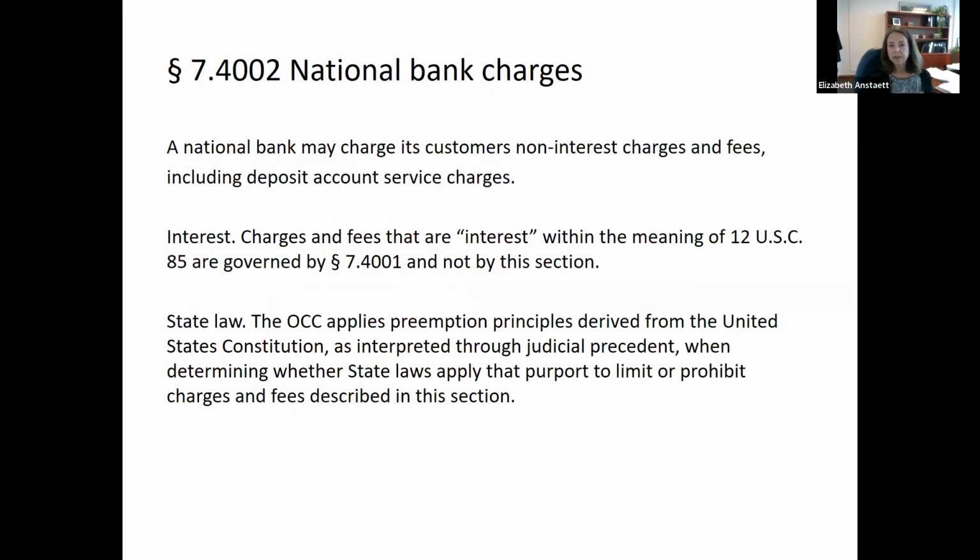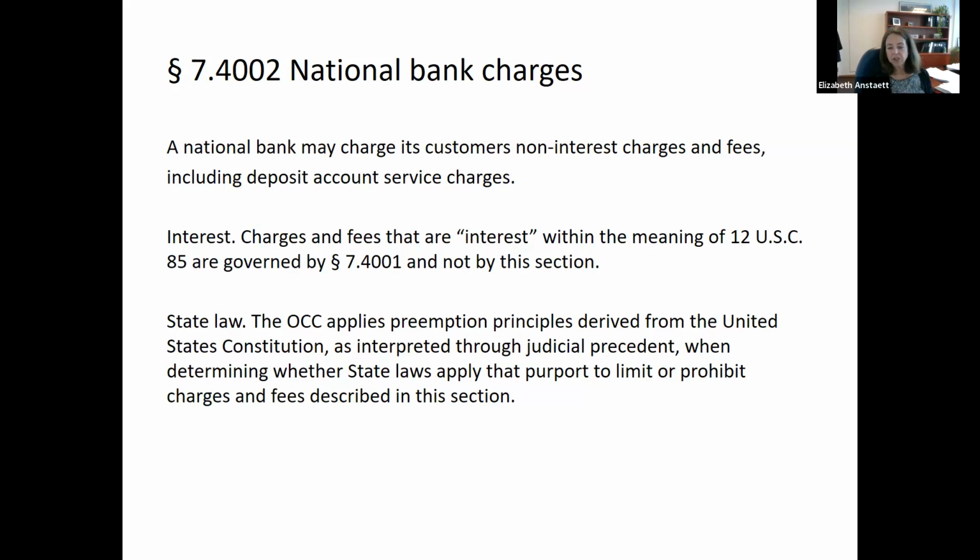There is a federal regulation that goes with the National Bank Act that basically says a national bank may charge its customers non-interest charges and fees, including deposit account service charges. And so this is a very sweeping authorization. And again, why the banks feel pretty comfortable imposing these deposit account service fees. It does point out that charges and fees that are interest under Section 85 and 7.4001, which is our whole discussion of usury preemption, are not these deposit account service fees. So a fee must either be under the interest side or a service charge, non-interest fee.